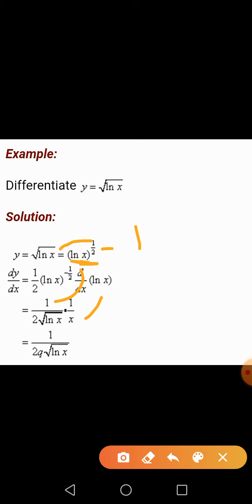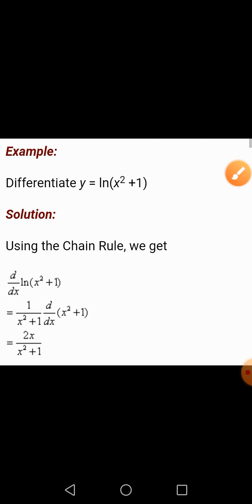You can put ln x to the power negative half down in the denominator. As we said before, we can't leave any negative power in the numerator, so you can move it down, and you can convert it to a square root like this. And that's all.